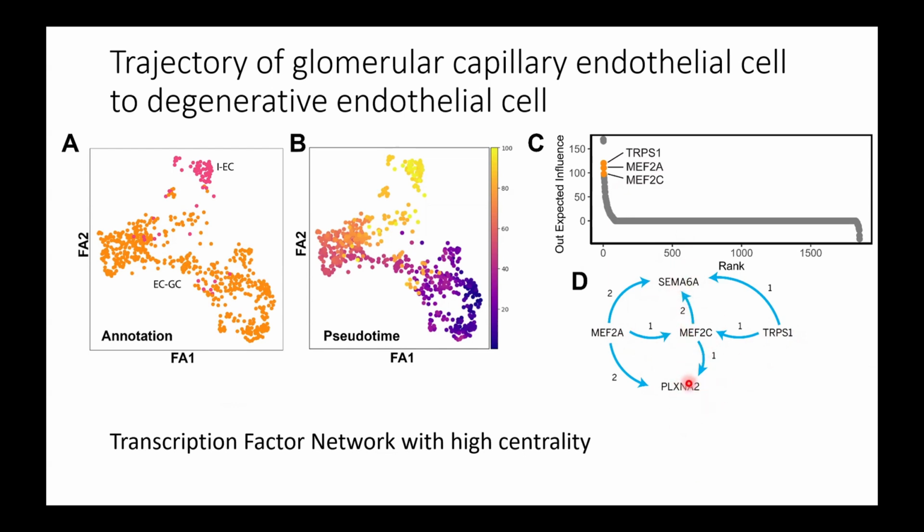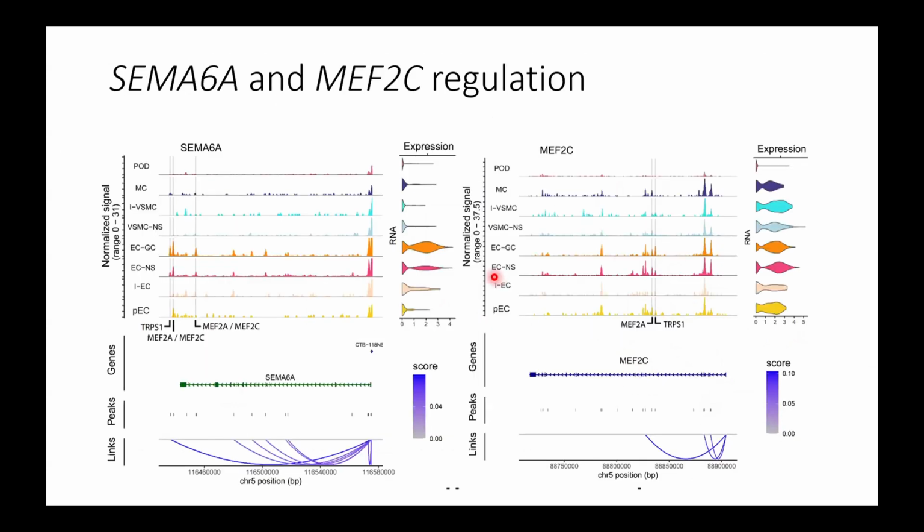So here, essentially, you can see the ATAC-seq that has the open chromatin, and you can see the peaks where they are predicted to bind on SEMA6A, and you see there's a closure of those peaks from glomerular capillaries to these proliferative endothelial cells. You can see this first peak here is gone, this peak here decreases significantly. Same thing happens for MEF2C, where MEF2A and TRPS1 are predicted to bind, but not to the same extent.